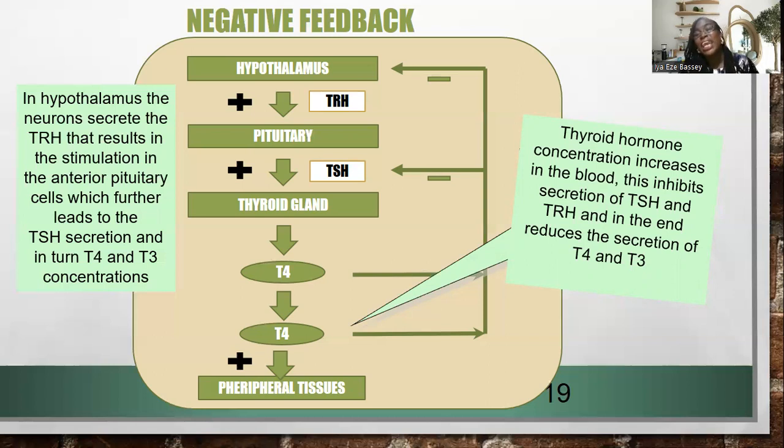This is negative feedback. High levels of your target gland hormones inhibit your stimulating hormones and your thyroid releasing hormones, and in the end, if these releasing and stimulating hormones are reduced, consequently the effect on the target gland will also be reduced, leading to reduced T3 and T4 levels.